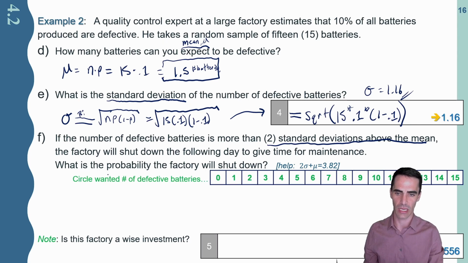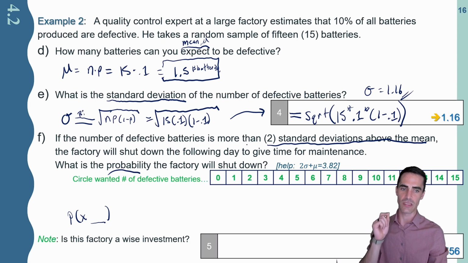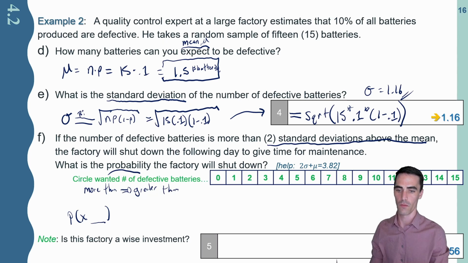So let me write that out. Again, it says probability. We can figure this out. It says here probability that X, and we're interested in some value. Let's go back up top. It says the number of defective batteries is more than 2 standard deviations above the mean. More than, whenever we hear more than, we should be thinking greater than. So I know for my little probability notation here, I should be writing greater than. And now they're talking about 2 standard deviations above the mean.